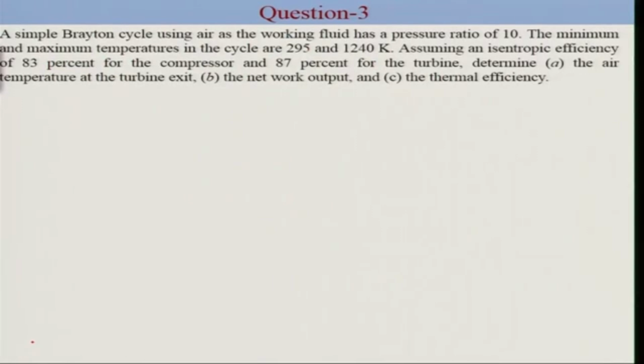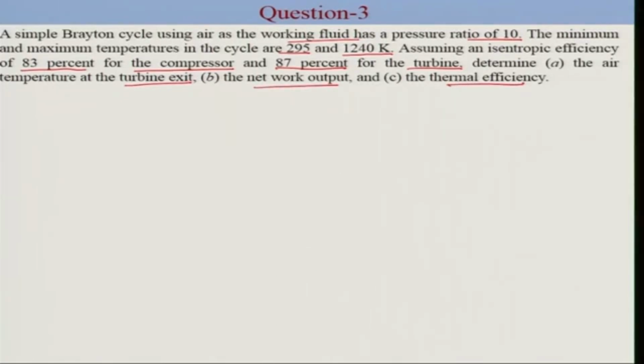A simple Brayton cycle using air as the working fluid has a pressure ratio of 10. The minimum and maximum temperature in the cycle are 295 and 1240 Kelvin. Assuming an isentropic efficiency of 83% for the compressor and 87% for the turbine, determine the air temperature at the turbine exit, net work output, and thermal efficiency.